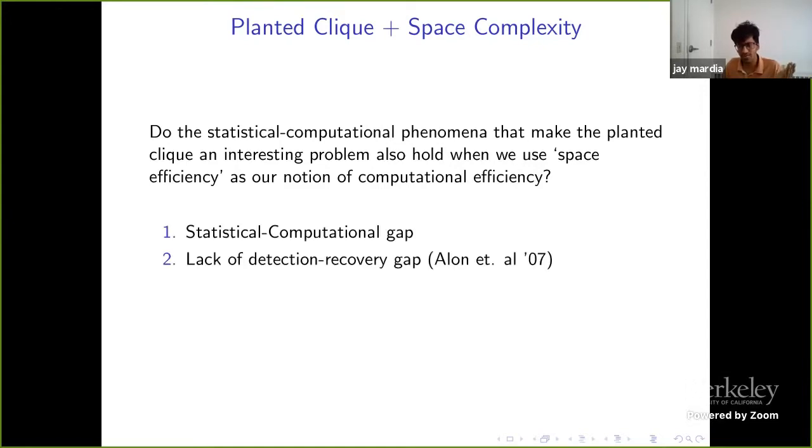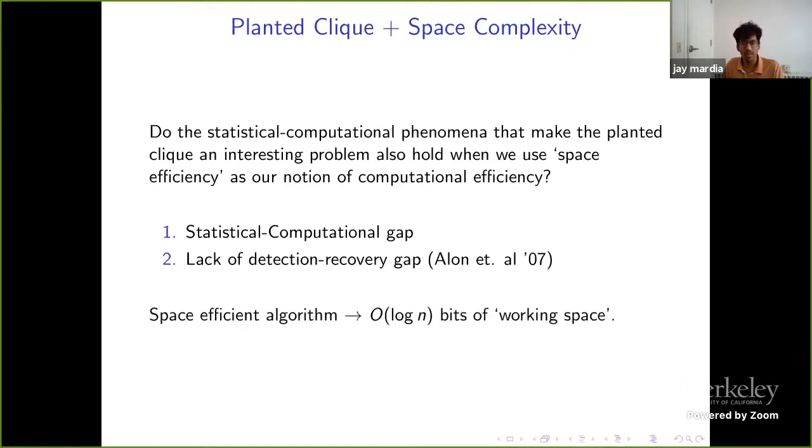Okay, and what are these phenomena? I already mentioned that there is this statistical computational gap that exists. And what I haven't told you so far, but is true, is that the detection and the recovery variants of this problem have the same complexity, at least when we view it through the lens of polynomial time algorithms existing or not. It's the exact same signal to noise ratio threshold at which polynomial time algorithms begin to work. And so our hope is that even for space complexity, this sort of phenomena holds.